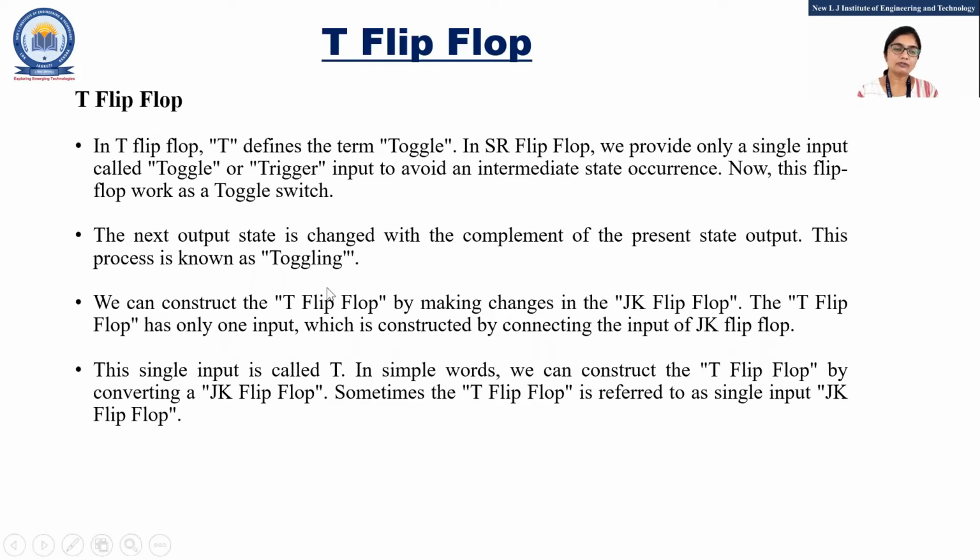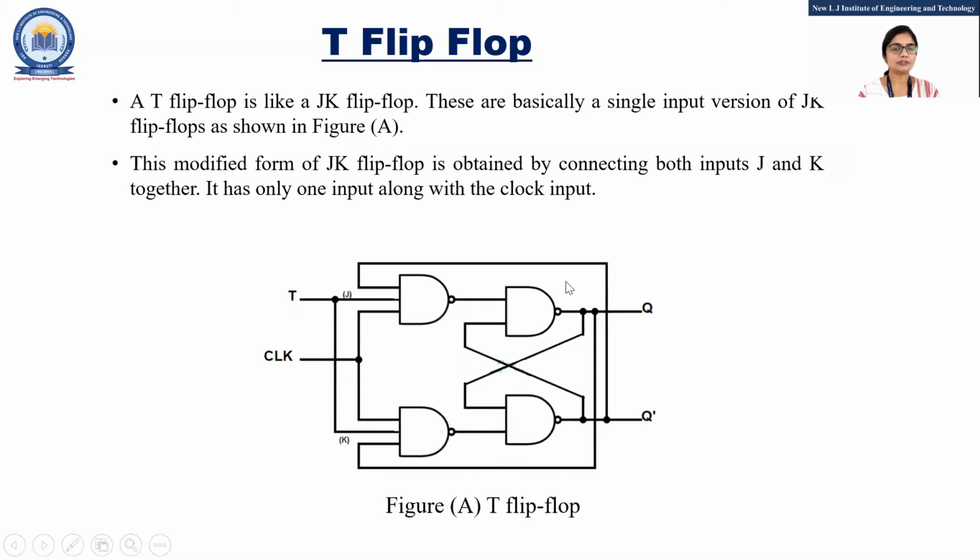The function of the T flip-flop will be similar to JK flip-flop, only the difference is we have to connect both the inputs of J and K together. The problem in the SR flip-flop, that is indeterminate state, whenever both the logics S and R are at 1, can be avoided in the T flip-flop. T means toggle or trigger. It will toggle the output state. Fine. So now we will see this T flip-flop in detail.